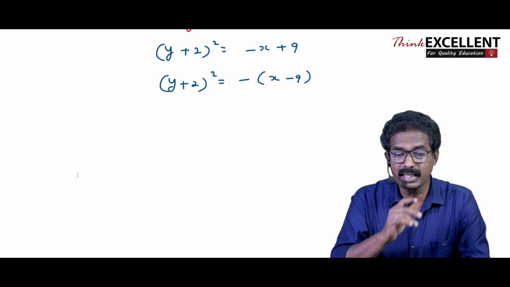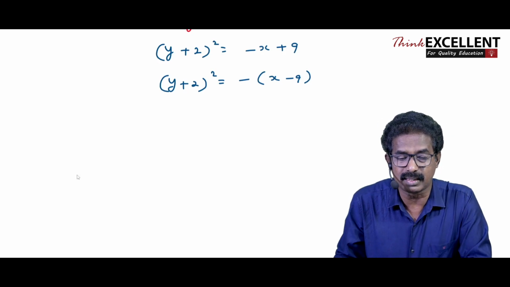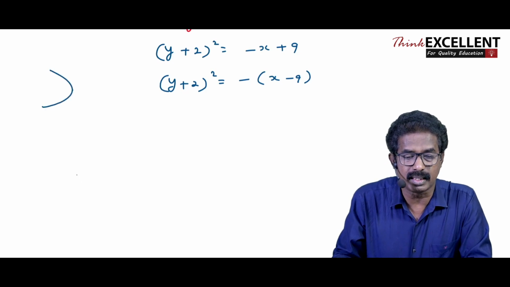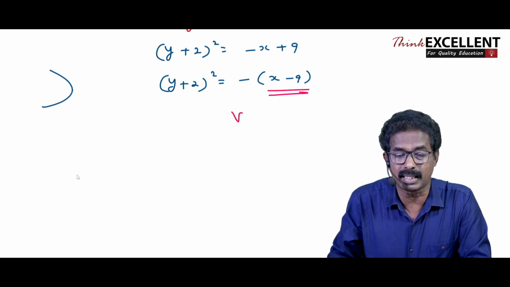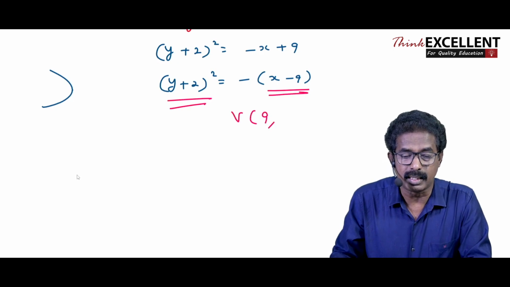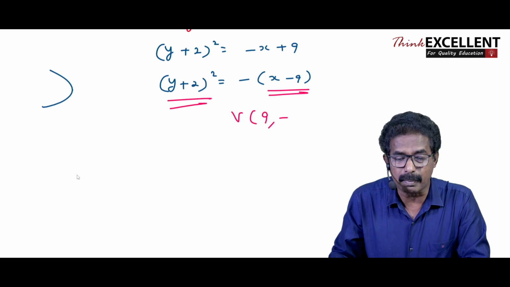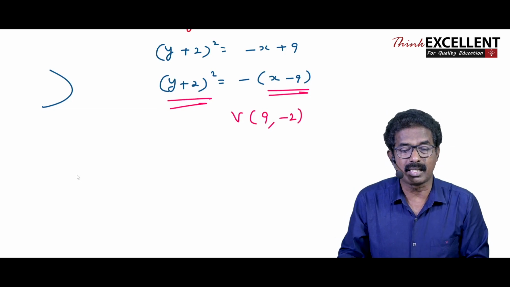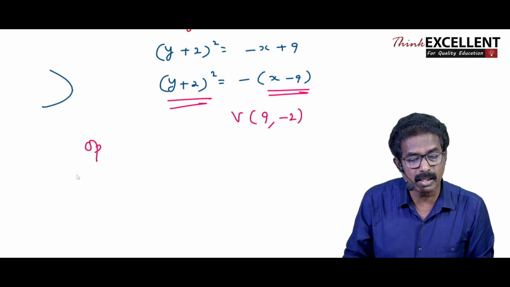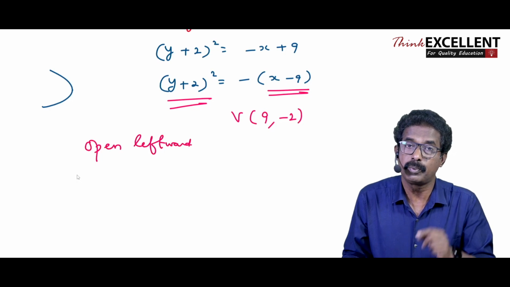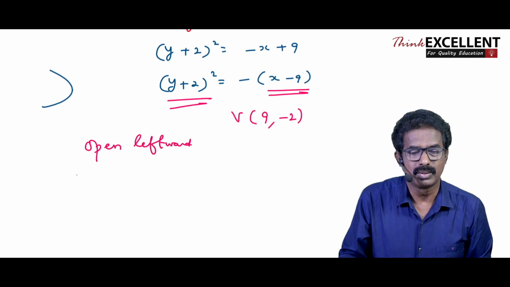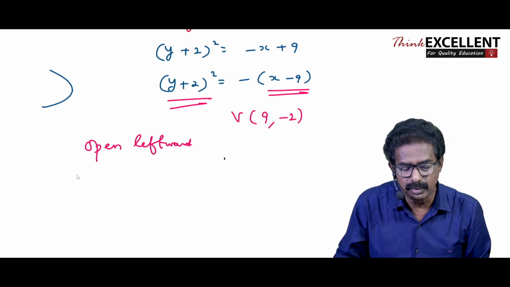Second type, vertex is not 0, 0. Open leftward we know, but the vertex is not 0, 0. Vertex is h, k. What comes here? Change the sign: x minus 9. So the vertex here is 9, and here y plus 2 is there, so you take minus 2. So the vertex is 9, minus 2. They have given that it is a parabola, open leftward. If you study by understanding like this, it will be easy for you. Okay, so we draw a rough diagram now.